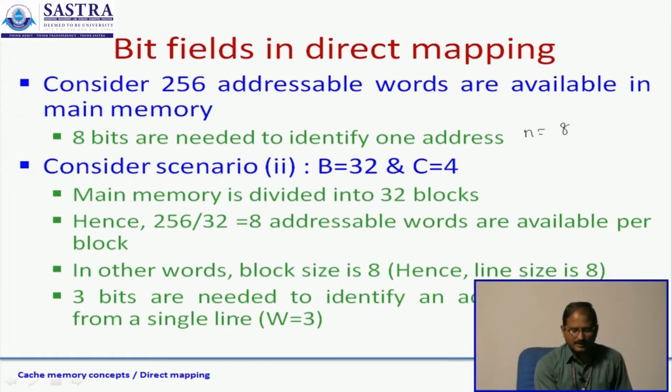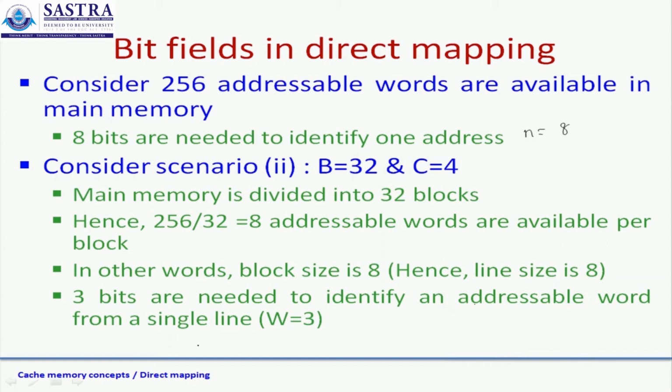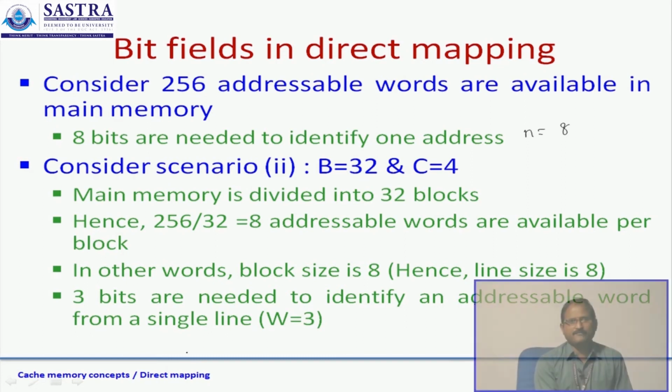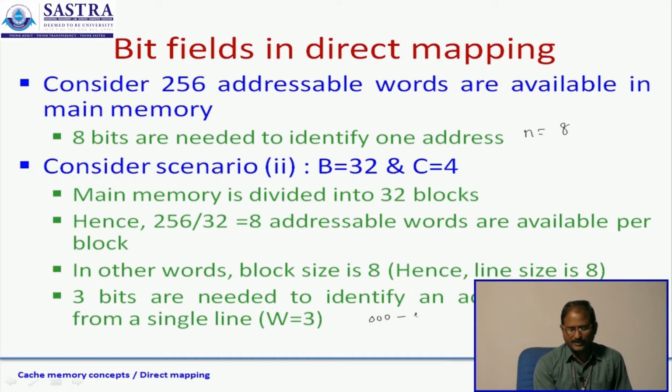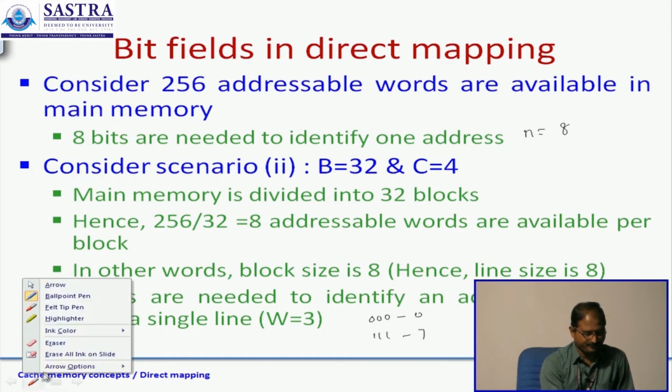So 3 bits are needed to identify an addressable word from a single line. A single line has 8 words. If we want to identify one word, then we need 3 bits: 000 means the first word, 111 means the last word. 3 bits are needed.